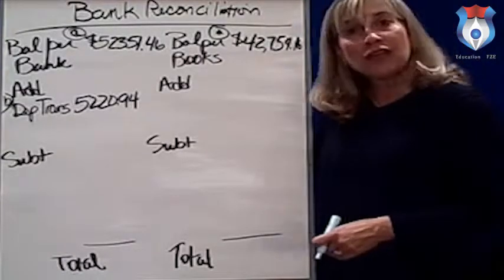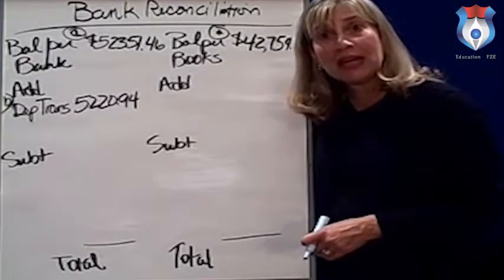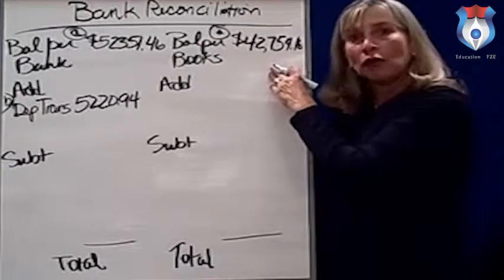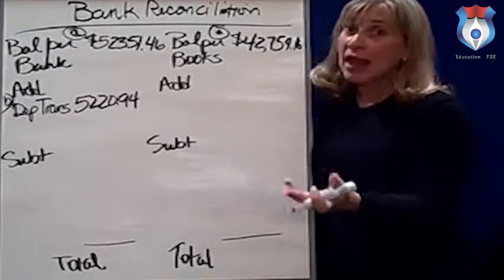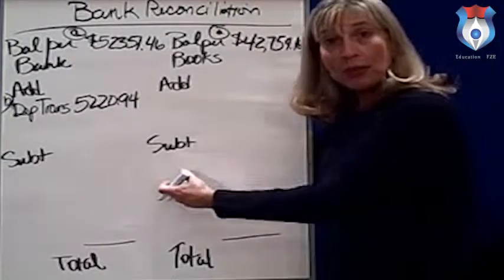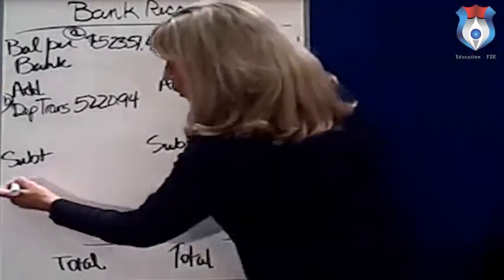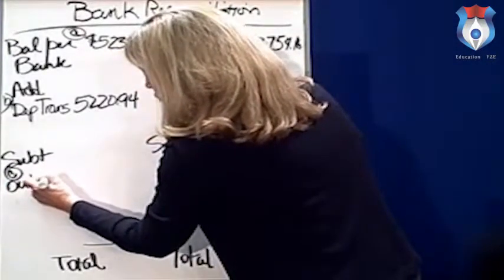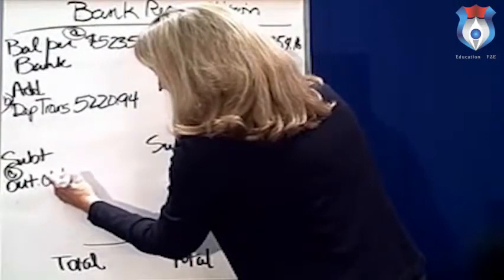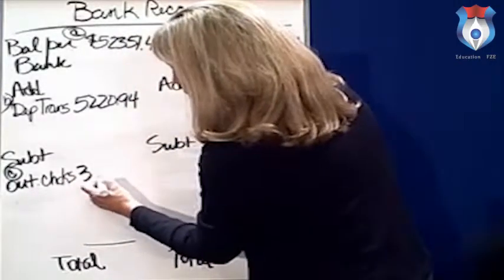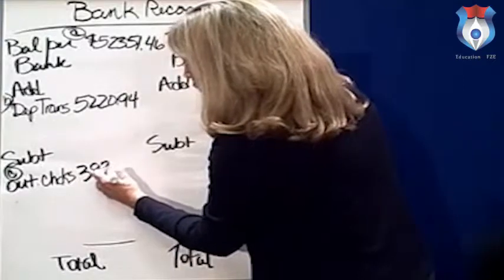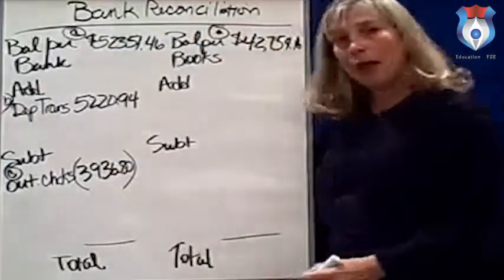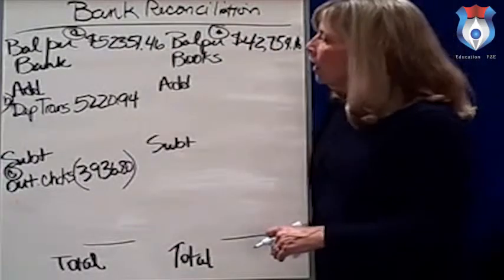In part C, it says we have outstanding checks. In other words, checks we've written and our checkbook knows about, but they're outstanding, meaning they haven't cleared the bank yet. So I think we need to subtract those. So in part C, our outstanding checks are $3,936.80. So I'm going to put that in brackets to remind myself to subtract it.